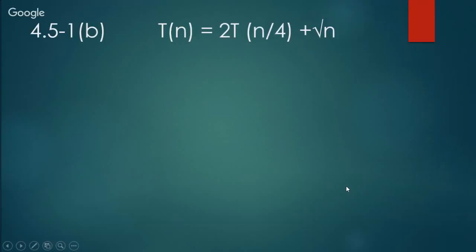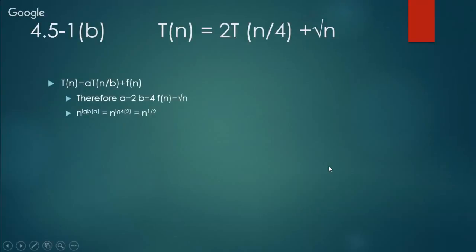The next question is about a recurrence equation. We are going to use the master theorem to give the tight asymptotic bound for the following recurrence: T(n) = 2T(n/4) + square root of n. We know our a equals 2, b equals 4, and f(n) equals square root of n.